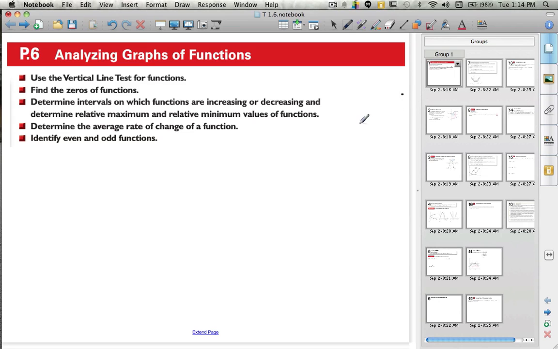In section 6, we're going to be looking at understanding the graphs of functions. We're going to use the vertical line test to test for functions. We're going to find zeros, which are solutions of functions. We're going to determine intervals on which functions are increasing or decreasing, and look at relative maxima or relative minimum values for the function, which are also called local maximums and local minimums. We're going to look at average rate of change on a function, and we're going to look at identifying whether a function is odd or even.